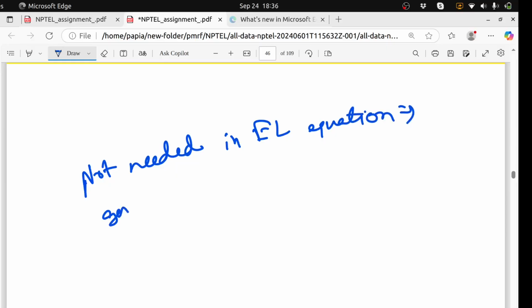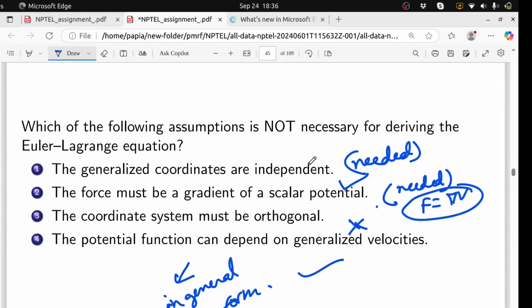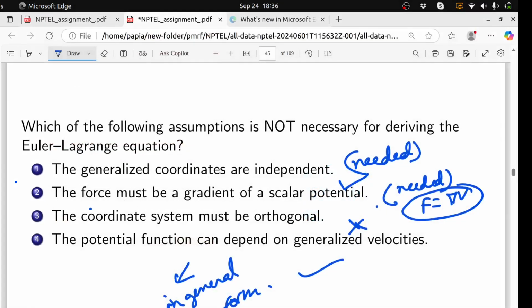It is that generalized coordinates are orthogonal to each other. So that is the one which is not necessary. Okay. So now we can see that the coordinate system must be orthogonal, that is not needed. Okay.